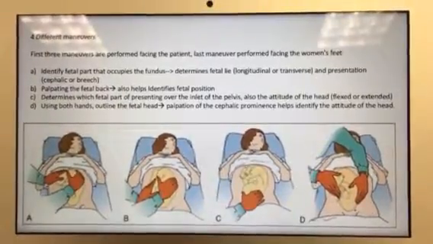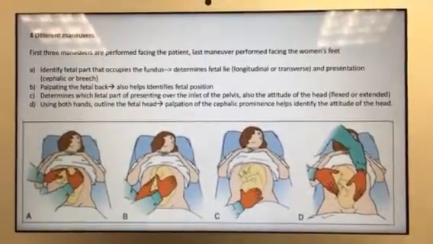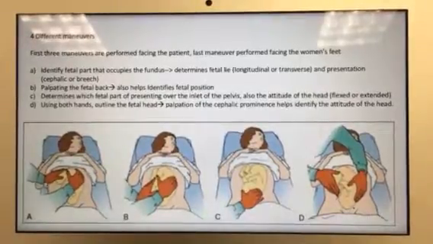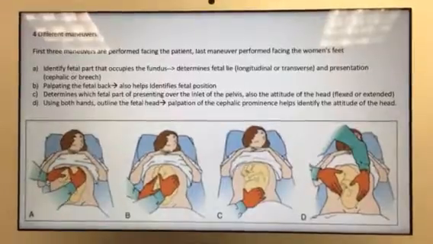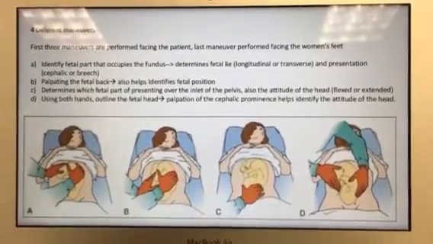And then in picture D, this is the maneuver where you're facing the patient's feet. You're going to use both hands and outline the fetal head. This will also help us identify the attitude of the head.